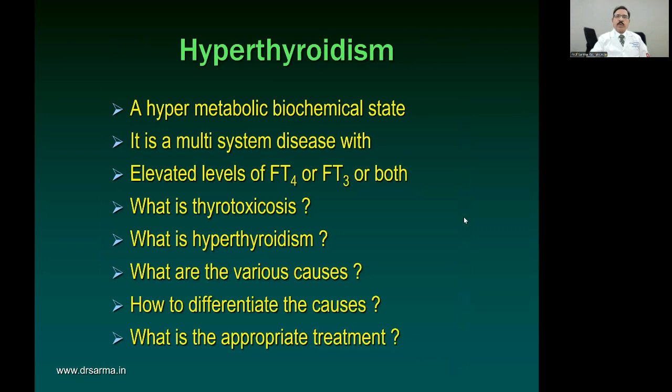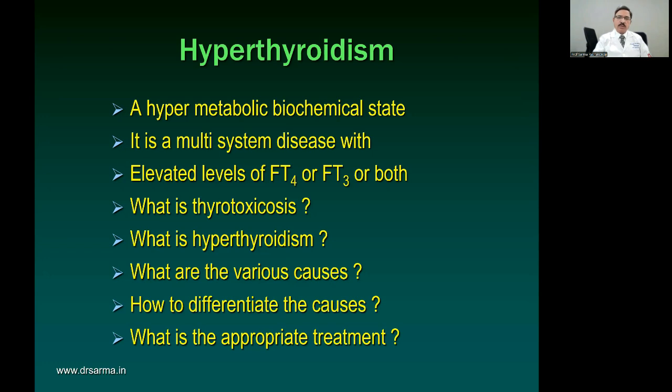A hypermetabolic biochemical state. Most important, it's a systemic illness. It's not a thyroid illness alone. Because of the hypermetabolism, various tissues in the body produce a hypermetabolic state. It's a multi-system disease. Don't think it is just a thyroid disease. Thyroid hormone has an effect on every end organ, and so naturally it's a multi-system disease. How is it diagnosed? Elevated levels of FT4 and FT3, or both, may be there.